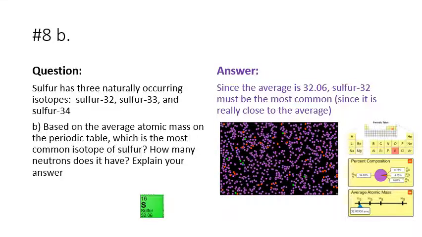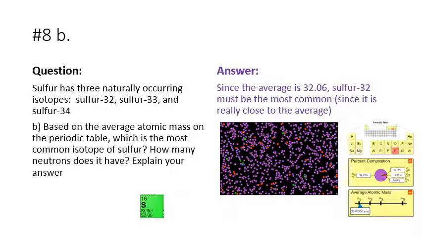Now, what is the most common isotope of sulfur? I can't just say it's going to be in the middle because most elements aren't evenly distributed. If we look on the periodic table, we can see its average is 32.06. That's really close to 32, suggesting that 32 is the most common. And you can look at the image on the screen.